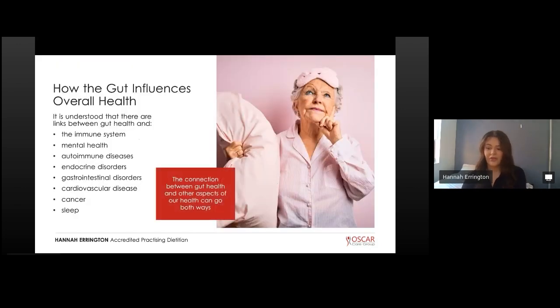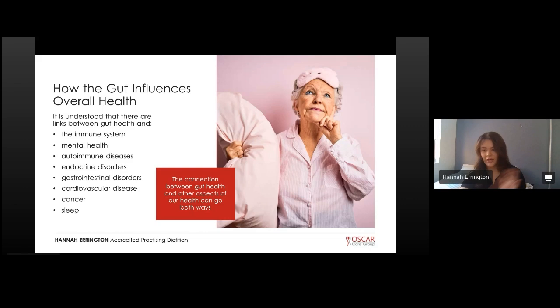So now looking at how the gut influences our overall health. The connection between gut health and other aspects of our health can actually go both ways. And by that, I mean whether our gut is healthy or not can impact on the health status of other parts of our body. And if other parts of our body are unhealthy, that can also lead to poor gut health.